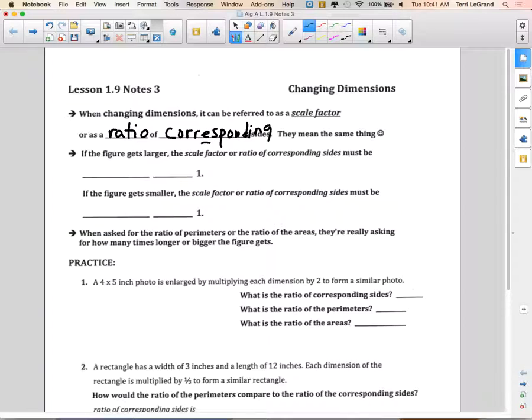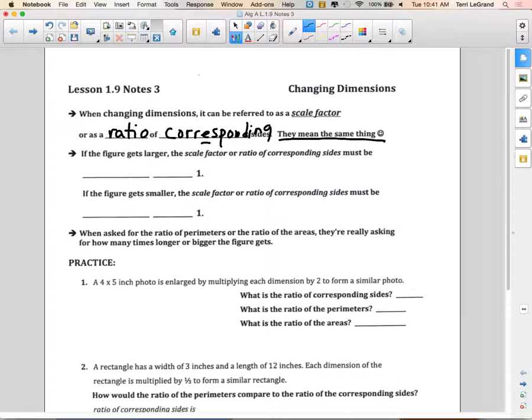So your brain needs to right now make this connection. When they're talking about ratio of corresponding sides, they're talking about scale factor. They're the same thing, okay? So make that connection, right? Maybe you should underline this. They mean the same thing. So when the book asks you, what is the ratio of corresponding sides, you just replace it with these words if this makes more sense to you. What is the scale factor?